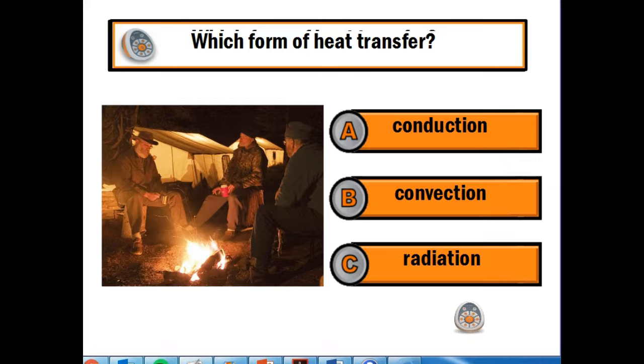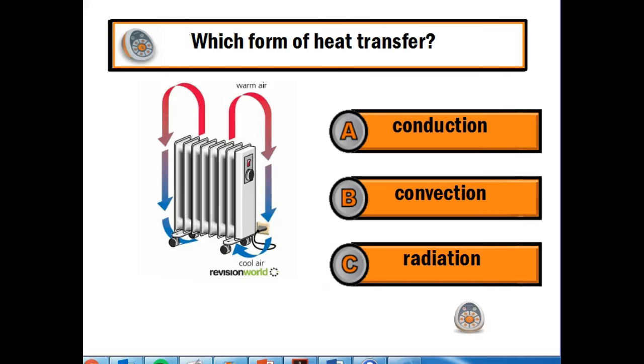If you put conduction, you're right. Their bodies are touching the stumps as they sit there, so the heat from their bodies flows into the stump. The particles in their bodies move fast and bump into the particles in the stump, and then the energy gets transferred. Oh, look at this one. We have arrows going up and arrows going down. Since they have arrows going up and down, they must be talking about rising and falling. Which one is this? Is this conduction, convection, or radiation?